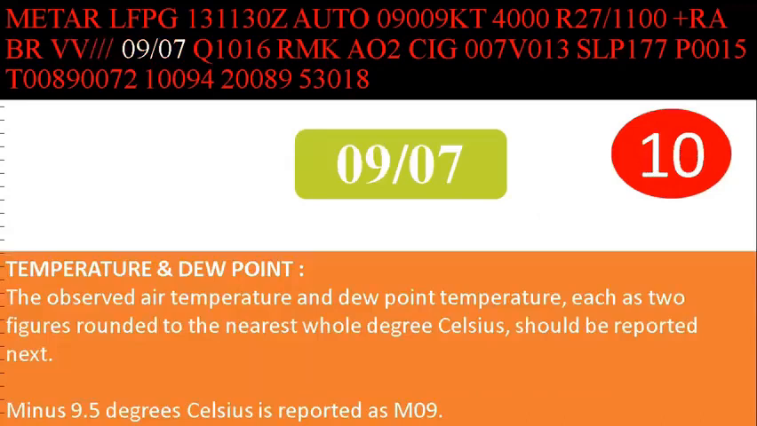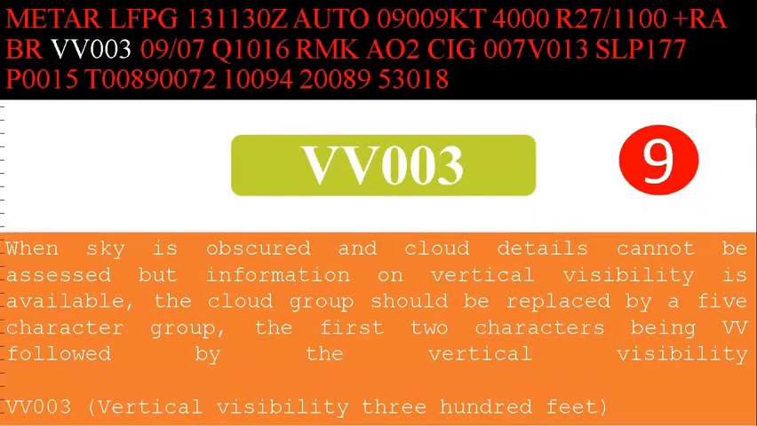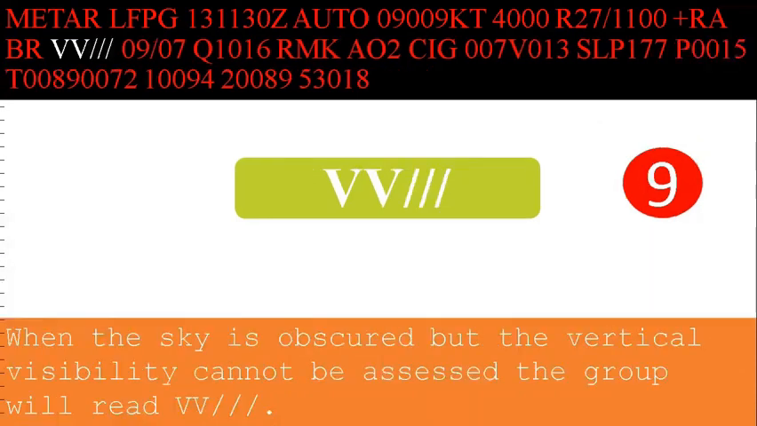The next element of METAR is temperature and dew point. If you see a double V on your METAR report, it is probably because you have fog or dust in the area. They are not any cloud, but you won't be able to see much. So here VV003 means vertical visibility 300 feet. When the sky is obscured, but the vertical visibility cannot be assessed, the group will be read as VV///.